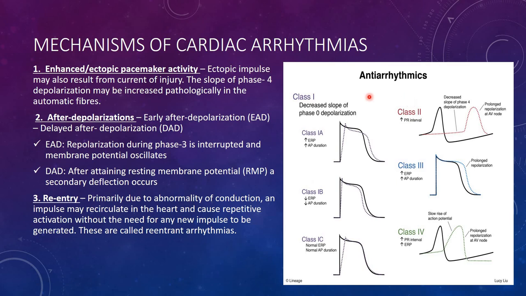Here you can see how the various antiarrhythmic drugs act. Class 1 decreases the slope of phase 0 depolarization. Class 2 causes decreased slope of phase 4 depolarization and causes a prolongation of the repolarization of the AV node. Class 3 causes prolonged repolarization, and class 4 causes prolonged repolarization of the AV node. This is how the antiarrhythmic drugs act to treat arrhythmia.